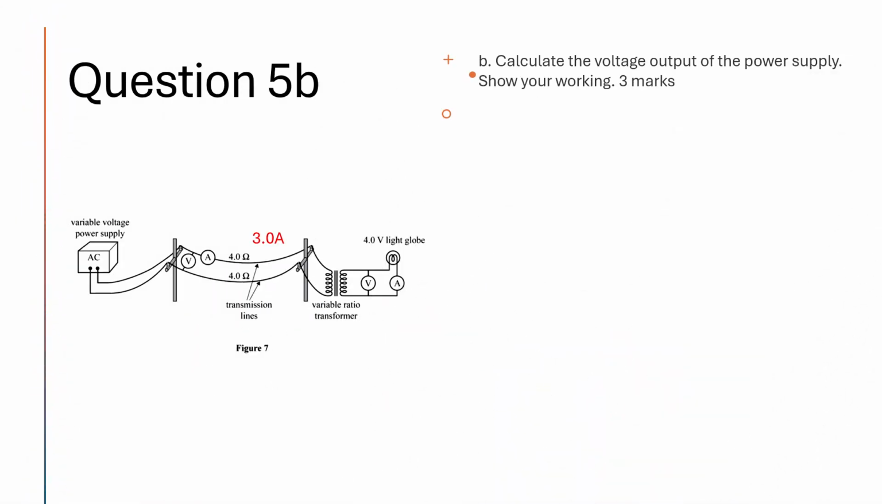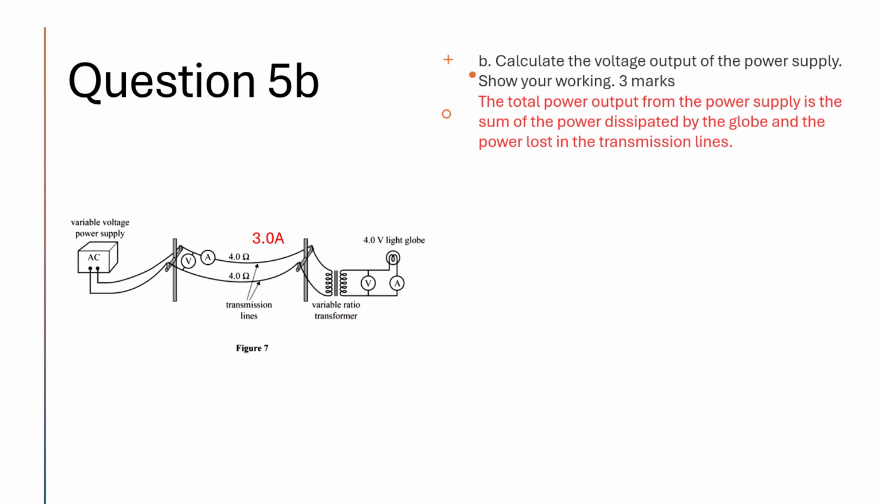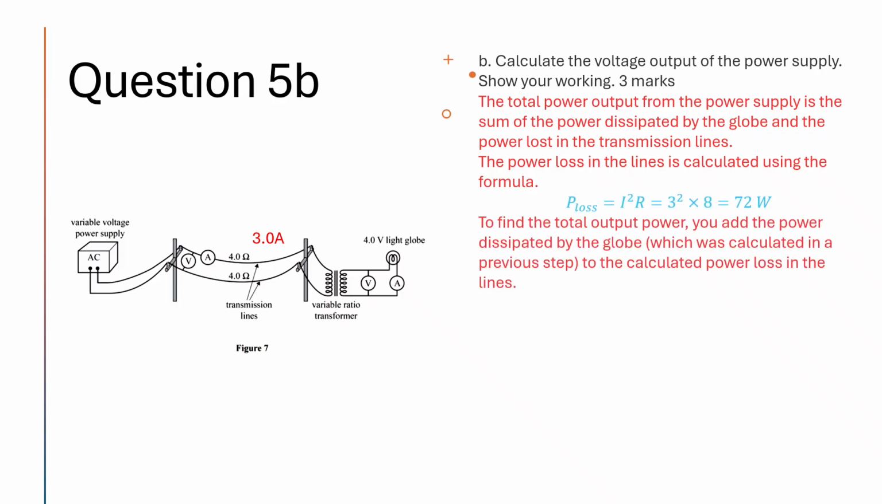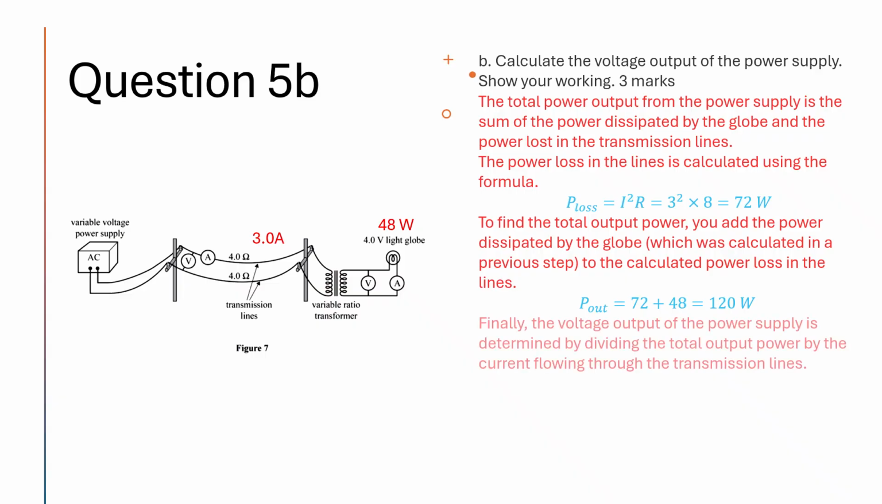The total power output from the power supply is the sum of the power dissipated by the globe and the power lost in the transmission lines. The power loss in the lines is calculated using the formula. To find the total output power, you add the power dissipated by the globe, which was calculated in a previous step, to the calculated power loss in the lines. Finally, the voltage output of the power supply is determined by dividing the total output power by the current flowing through the transmission lines.